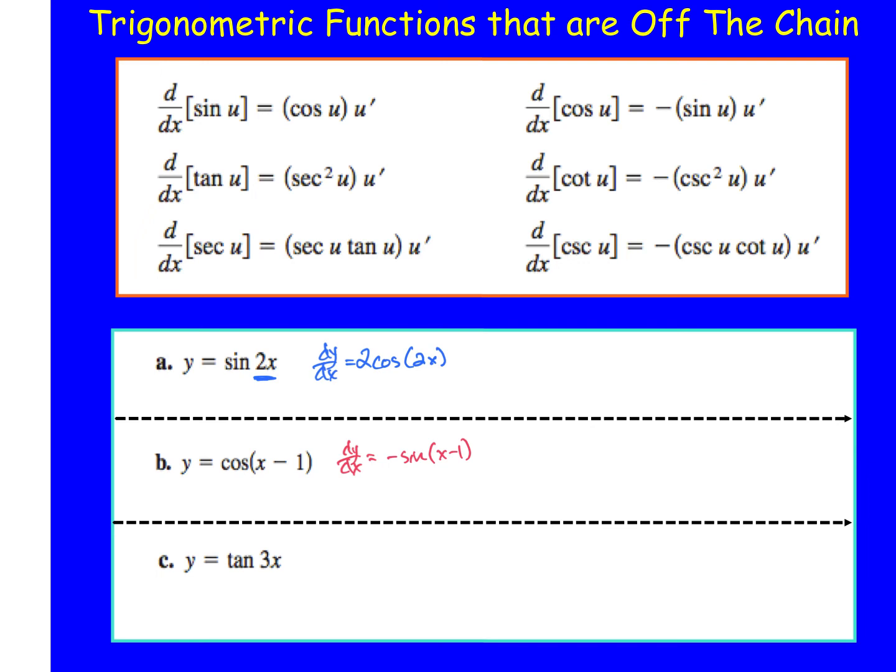All right, let's look at this next one. I got y equals tangent of 3x. So my derivative, dy dx, what is the derivative of tangent? Secant squared of 3x. And I'm done. No. What pops out? 3. The derivative of 3x is 3. All right, pretty good?